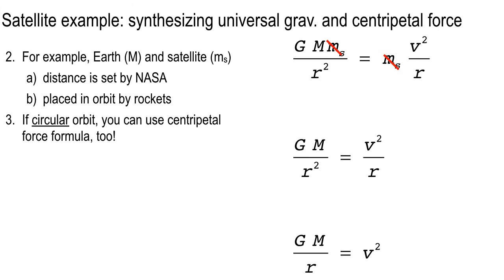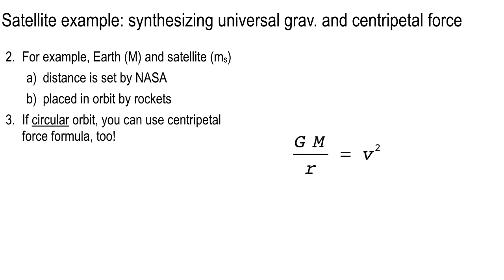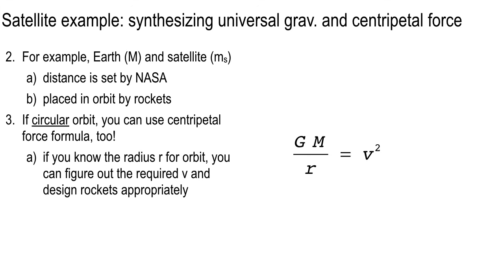So what this means is, if you know the orbital speed that you want, you can figure out the orbital radius. If you know the elevation you want, you could figure out how big you have to make your rockets to get the right v for that radius. So let me just park this up here. And here's an example. If you know the radius for the orbit, you can figure out the required v and then design your rockets appropriately. That's what they pay NASA to do. They figure out, I've got to have so many seconds of burn, so many seconds of thrust, et cetera, and I'll get up there to the required orbital radius.